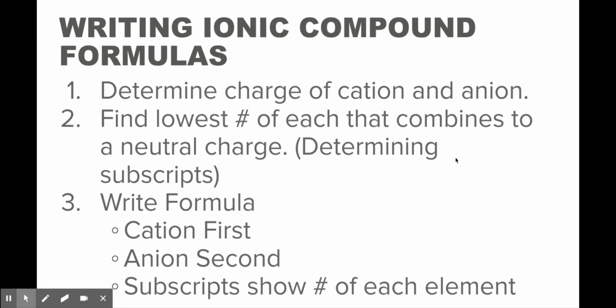And in doing this, you're determining the subscripts of the formula. And then you're just simply going to write the formula with the cation symbol first, the anion symbol second, and subscripts below each of them to indicate how many of each of those elements or polyatomic ions are there.